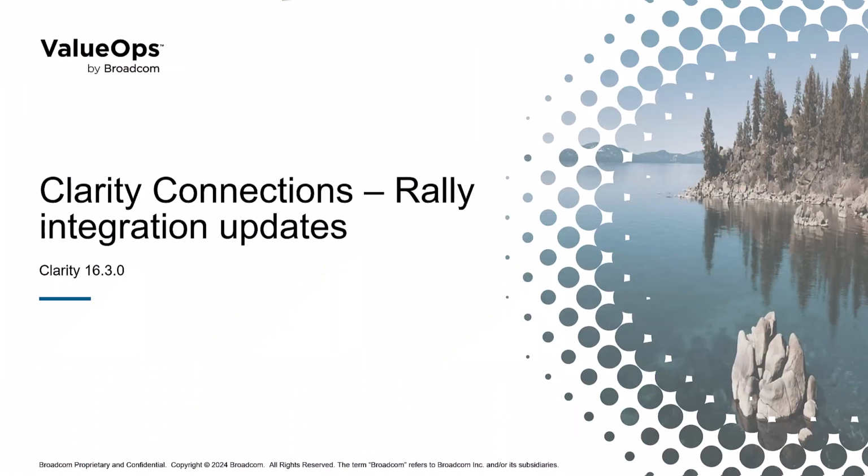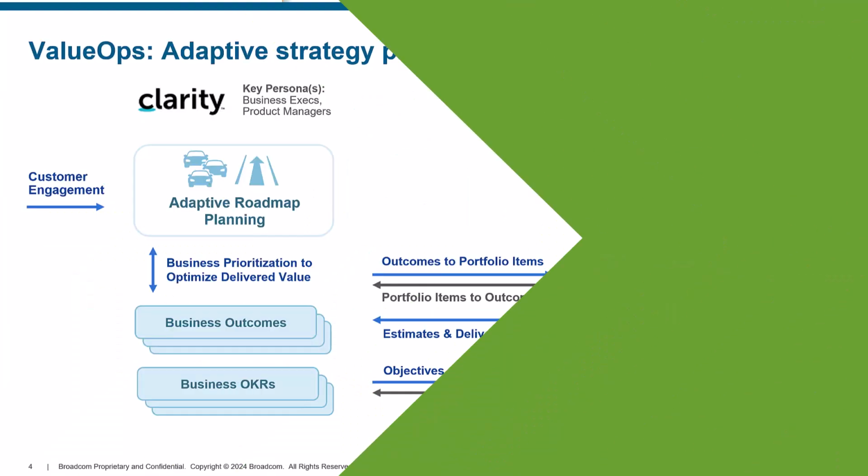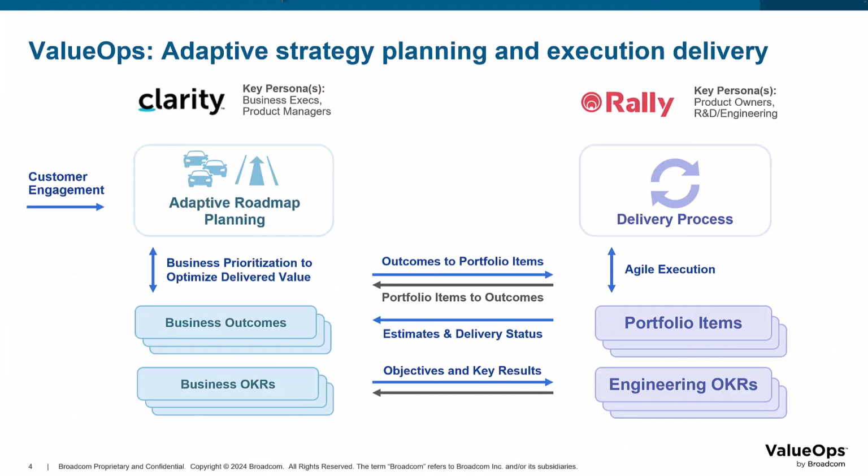In this section, we'll review the updates to Clarity Connections, which is the out-of-the-box configurable solution to integrate Clarity and Rally. As a reminder, the goal of this solution is to tie Clarity and Rally together. You can start with Clarity business outcomes, import them into a roadmap. The integration can use these business outcomes from an approval roadmap scenario to create portfolio items in Rally. The integration can also use the portfolio items in Rally to create business outcomes in Clarity. That was a new capability that was introduced in 16.01.